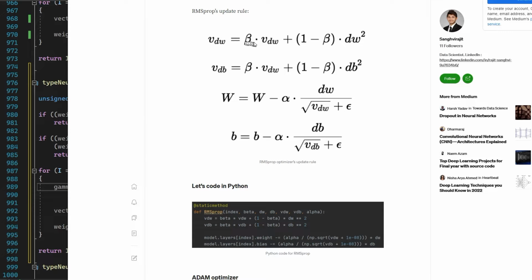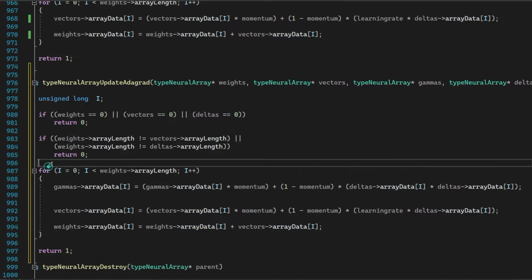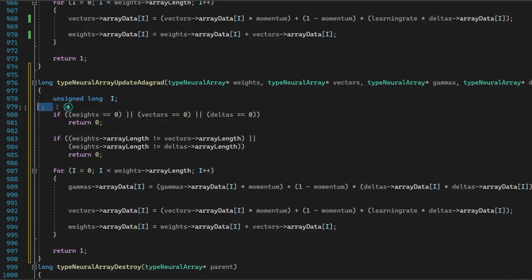Okay, so weight vectors times momentum times vector plus 1 minus momentum times delta squared, the derivative squared. Okay, why is it repeated here? Okay, so the weight update is weight times learning rate times the derivatives divided by the square root of the vectors of gammas plus epsilon. I remember what epsilon means. Epsilon is just a small value. Okay, so let's see if we can get an epsilon.